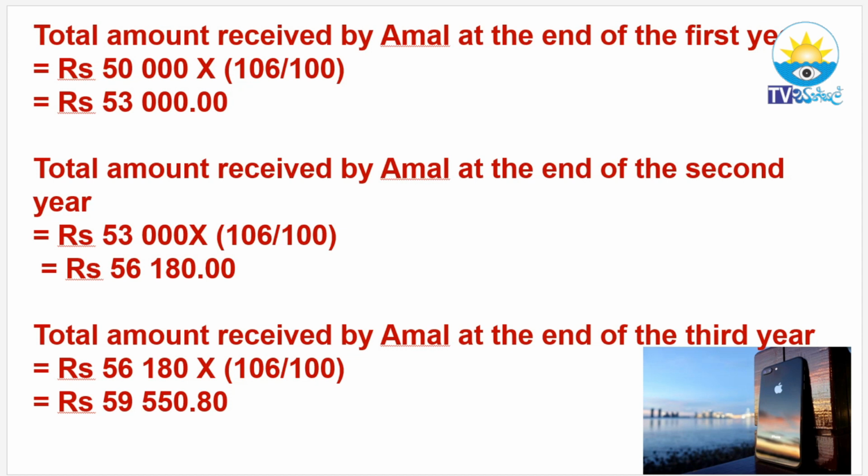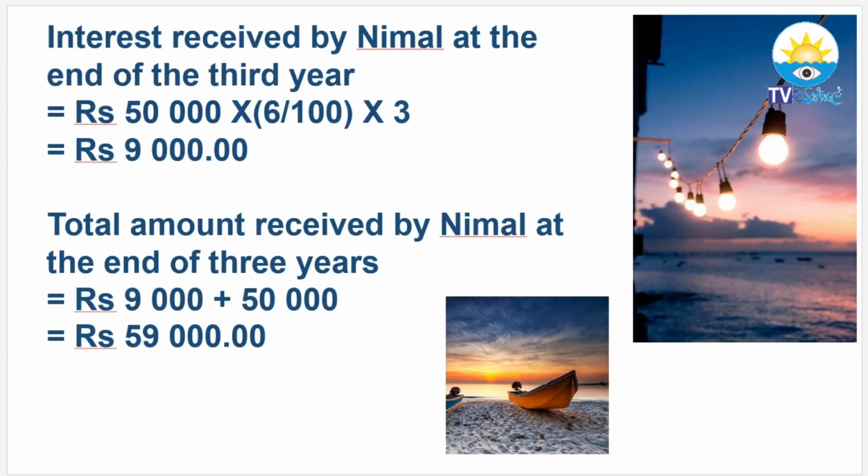What happened to Amal's investment? At the end of 3 years, he has obtained 59,550 rupees and 80 cents as his amount. Let's see the next step. What happened to Nimal's investment? Look at the slide. Interest received by Nimal at the end of the third year. As we learned in grade 10, very easily you can calculate the interest for the 3 years using one step.